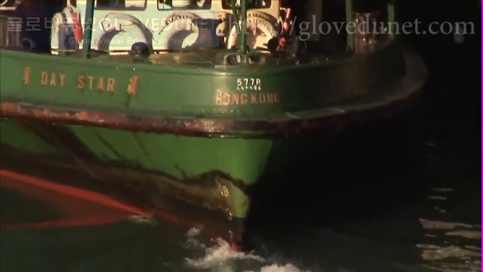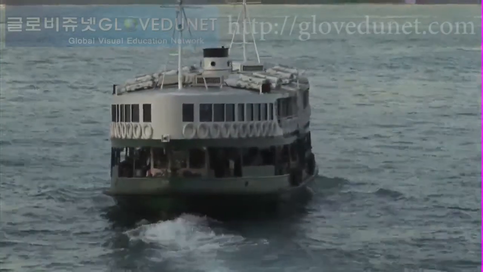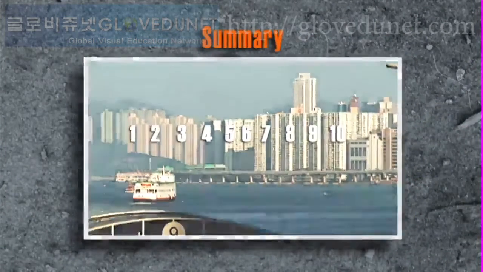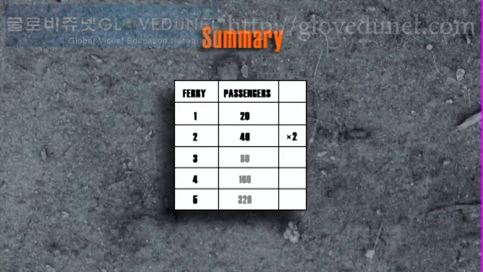The algebraic rule to find how many people on any one ferry is, multiply the number of passengers on the previous ferry by 2. The first number pattern we learn is the counting numbers. Some patterns involve adding or subtracting the same amount each time. Other patterns involve multiplying or dividing by the same amount each time.